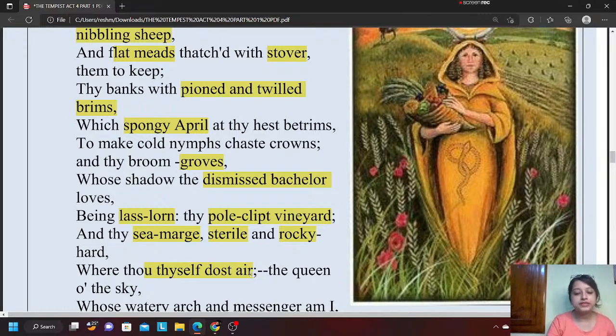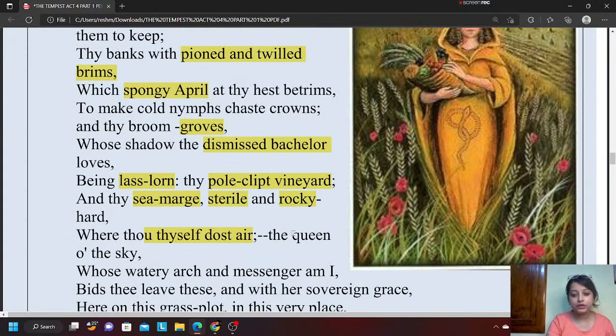The queen of the sky. Now don't think that the queen of the sky is Ceres. No. The queen of the sky is somebody else. Why is she not the queen of the sky? Because Ceres is the goddess of earth, how can she be of the sky? There is a different place, no? So the queen of the sky is a different person. But Iris has come over here to welcome or invite whom? Ceres, who is the goddess of earth.